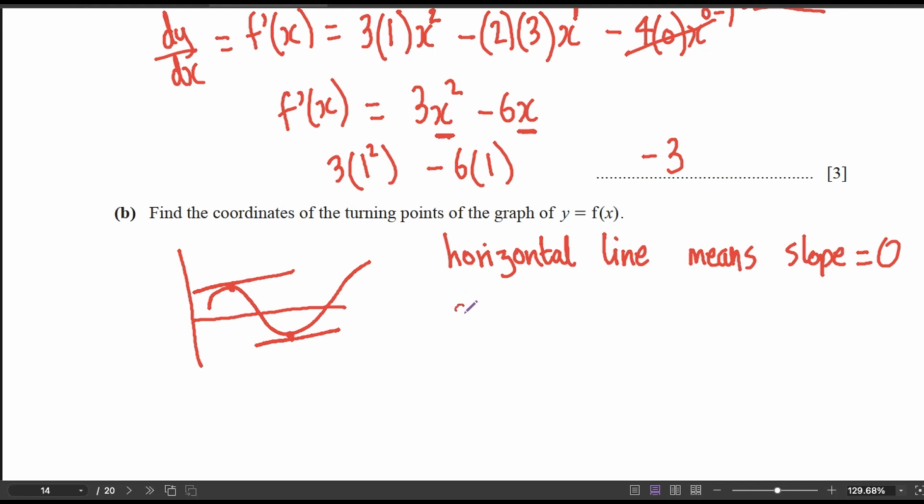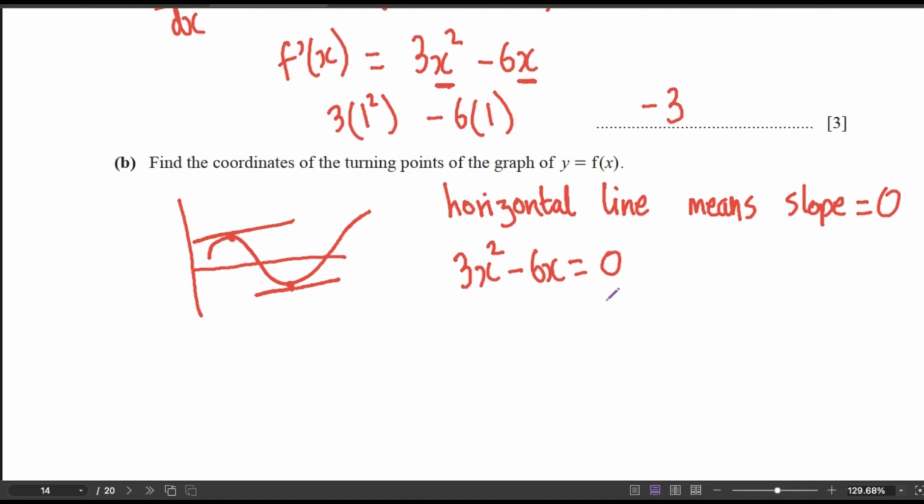Well, we already took the derivative. Our derivative is 3x squared minus 6x, and it has to equal 0 at the turning point. That's it. That's all you have to do. And now you just have to solve this equation for x. Well, you can divide by 3, so you're left with x squared minus 2x equals 0. And then you can factorize: x times x minus 2 equals 0. We can have x is equal to 0 or x is equal to 2.